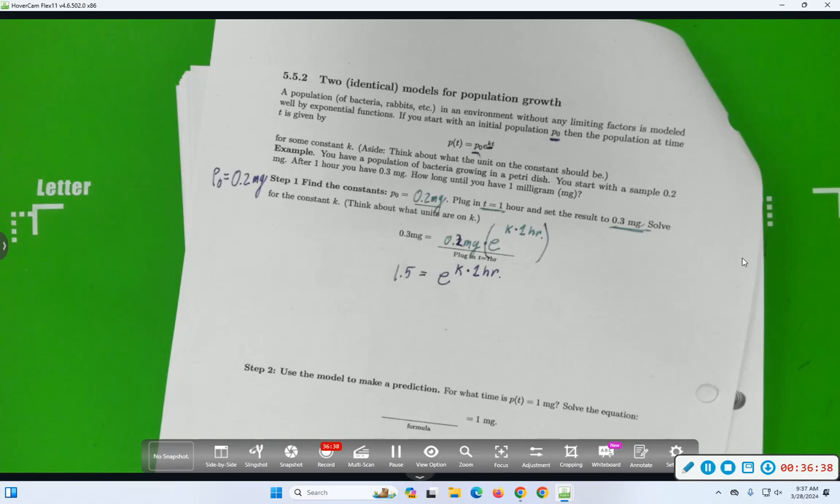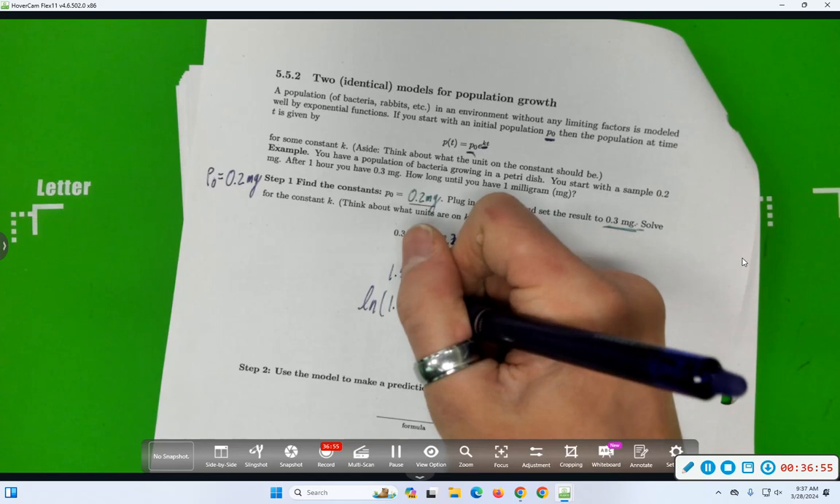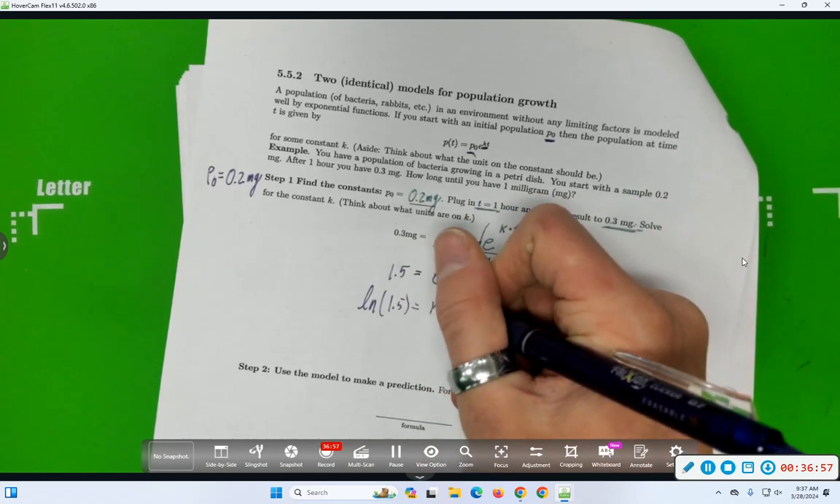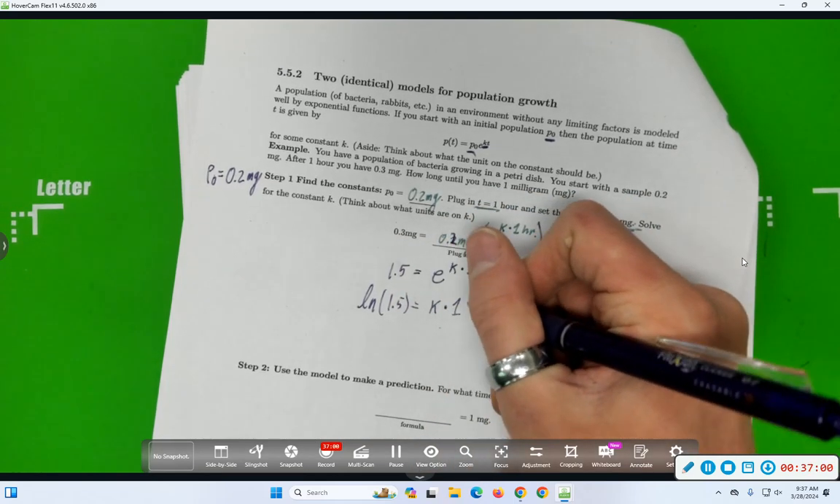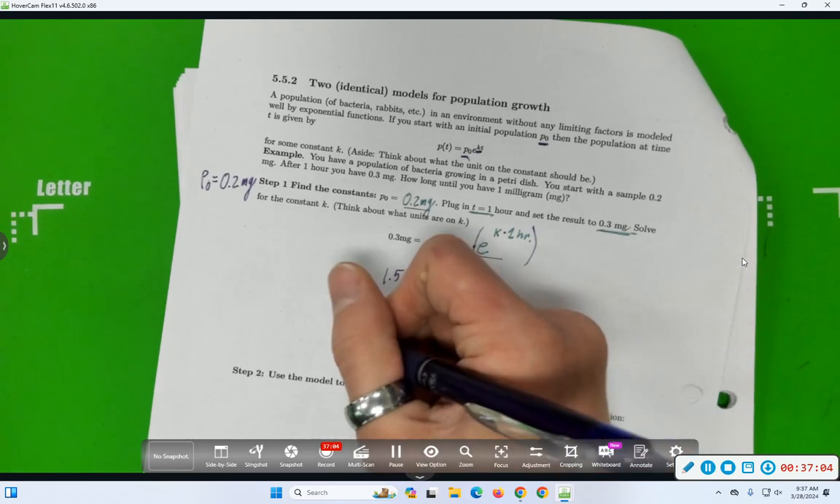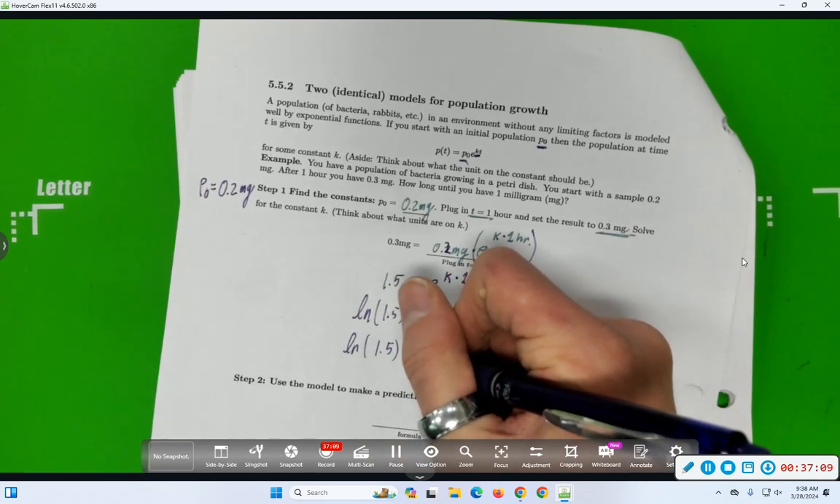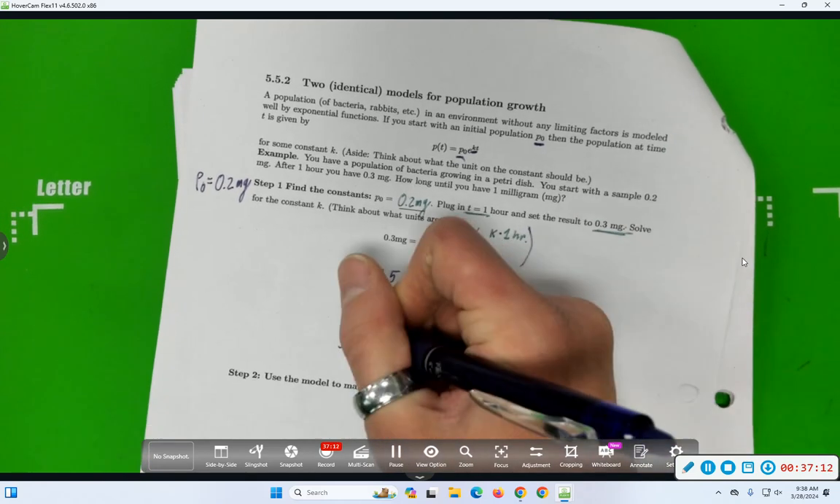All right, now I see an equation that's in exponential form, and all the unknowns are in the exponent, so what should I do? Now say it. Natural log. Yeah, let's put it in log form with a natural log. So ln of 1.5 is equal to k times 1 hour, because the amount of time was 1 hour. So ln of 1.5, times 1 over 1 hour, is equal to this constant k.